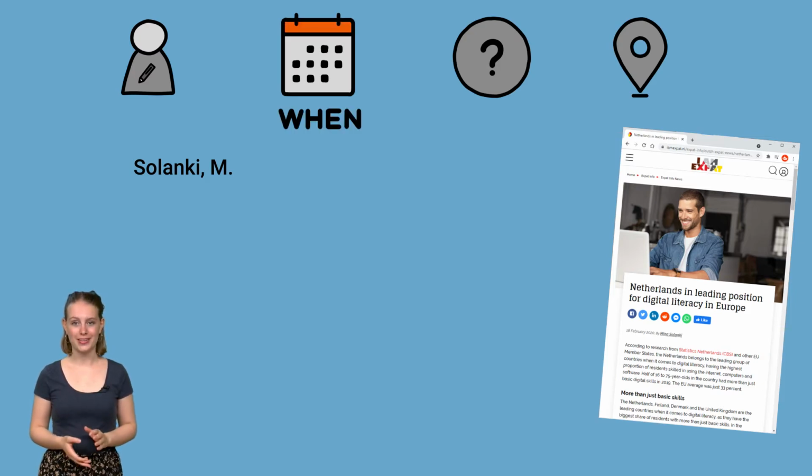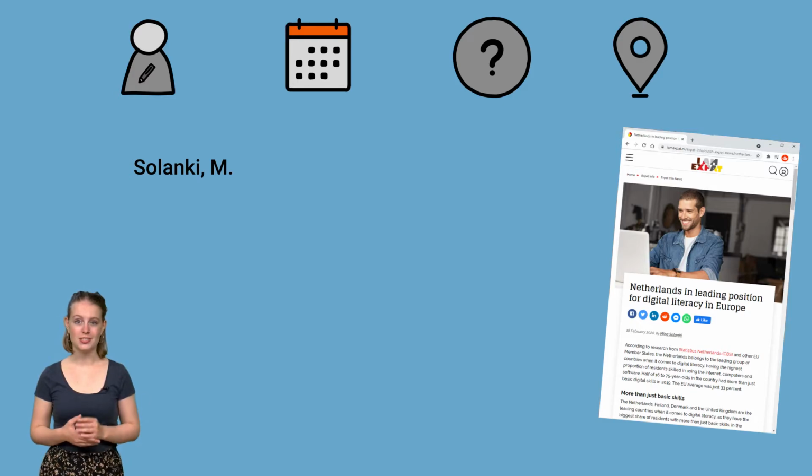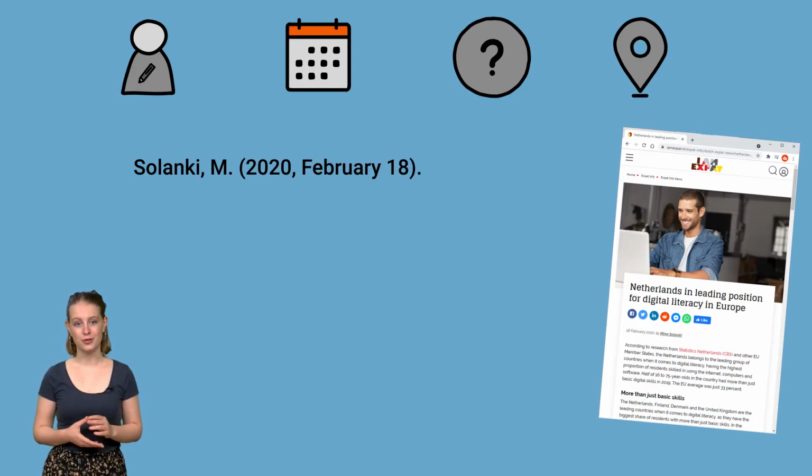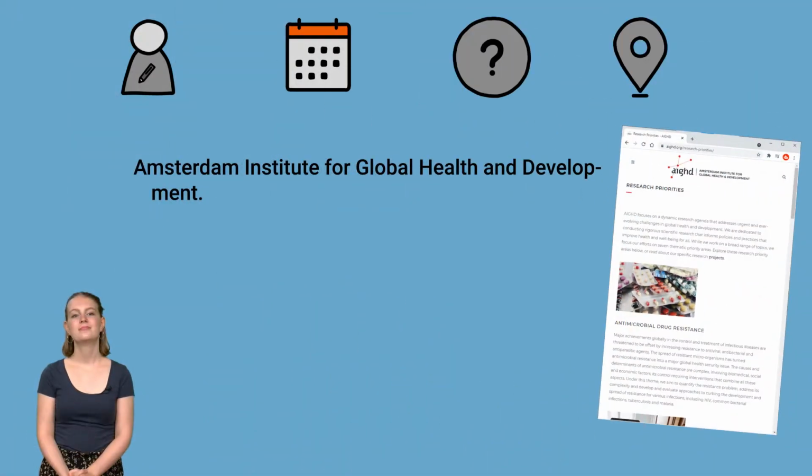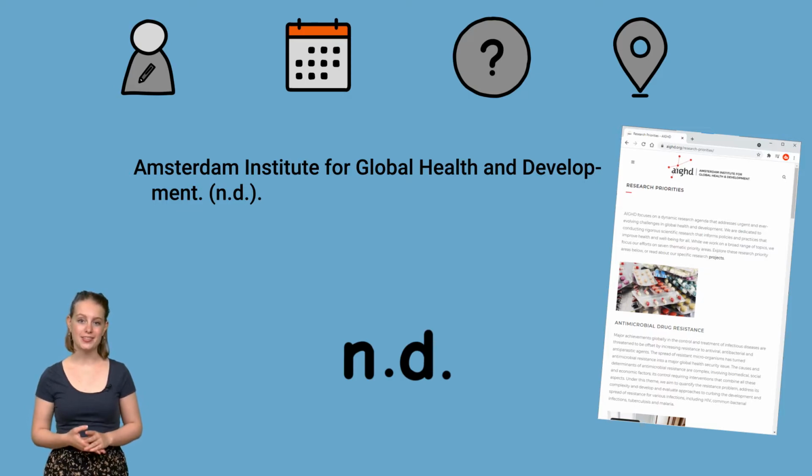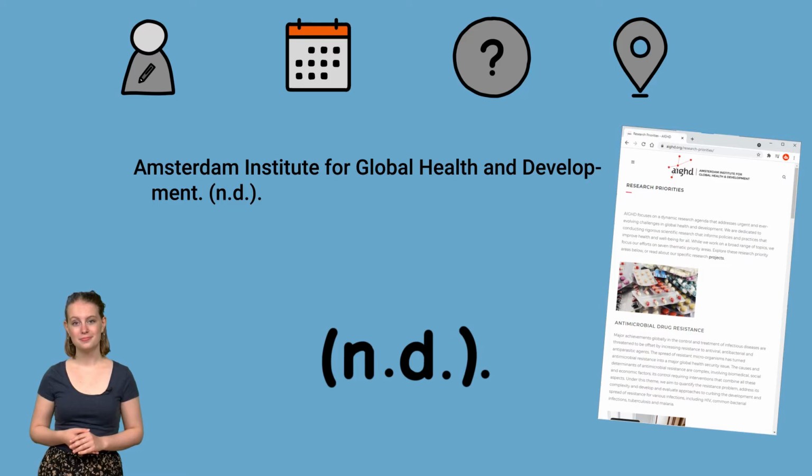The next part is when. When was the web page published? In this first example, this is the 18th of February, 2020. The date is placed in parentheses. In the second example, there is no date known. Abbreviate this to ND, no date. Place this between parentheses as well.